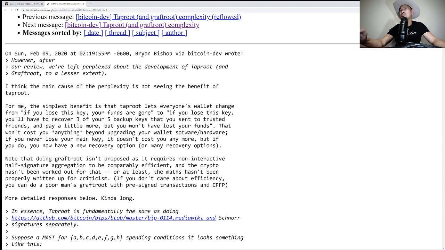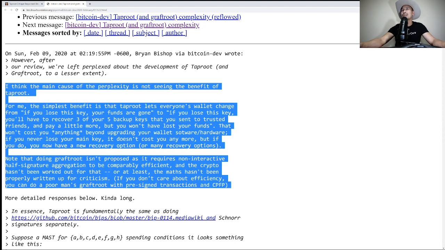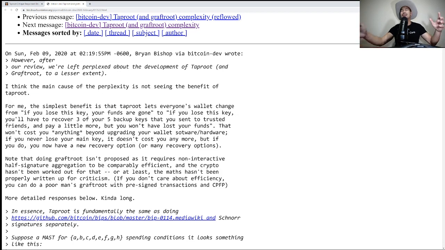Note that doing this isn't proposed as it requires non-interactive half-signature aggregation to be comparably efficient, and the crypto hasn't been worked out for that, or at least the maths haven't been properly written up for criticism. If you don't care about efficiency, you can do a poor man's Taproot with pre-signed transactions and child pays for parent. All right, so basically what he's arguing here is that what Taproot allows is, instead of having just a single key and that's it, you now have a free recovery option with a backup key, with the script tree.